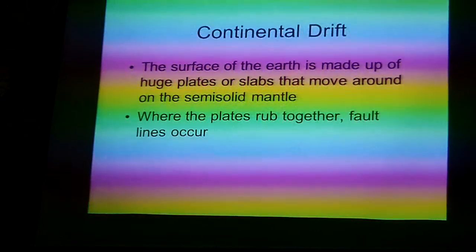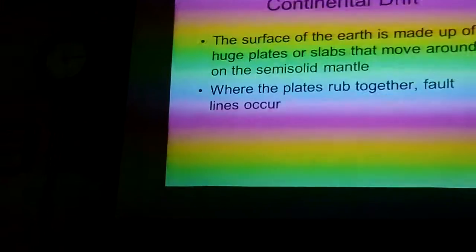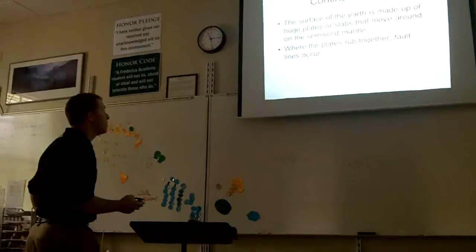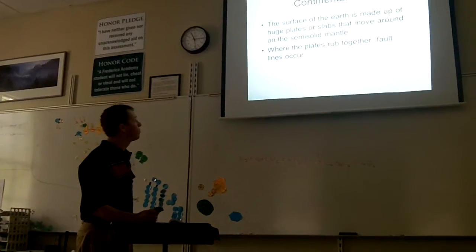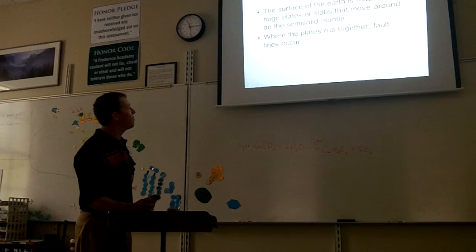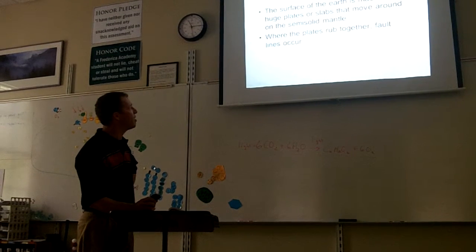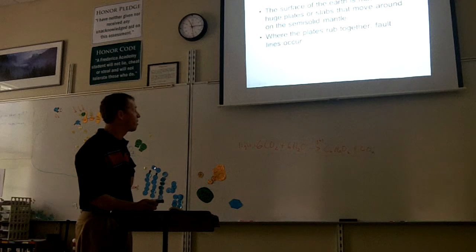Let's talk a little about the surface of the Earth. And you're going to keep this in mind as we're studying other planets and bodies. The surface of the Earth is made up of huge plates or slabs that move around on the semi-solid mantle. Where the plates rub together, fault lines occur. That's what we call them, fault lines.